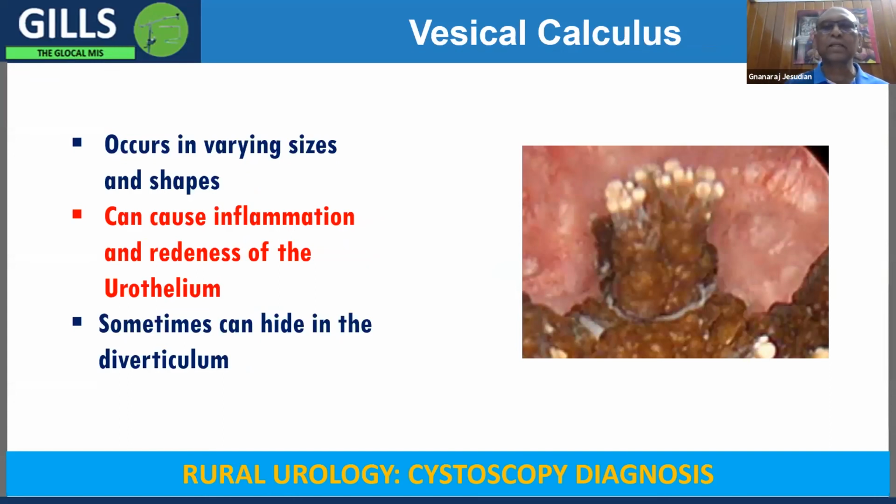Another common finding is the vesical calculus. They can be primary calculus, which come from the kidney and then drop down and start growing in the bladder. Or because of the stasis or obstruction due to BPH, they can develop in the bladder. And sometimes it's difficult to see because the small stones can go and hide in the diverticulum. So you need to fill the bladder, empty the bladder 2-3 times to make sure that there are no stones.